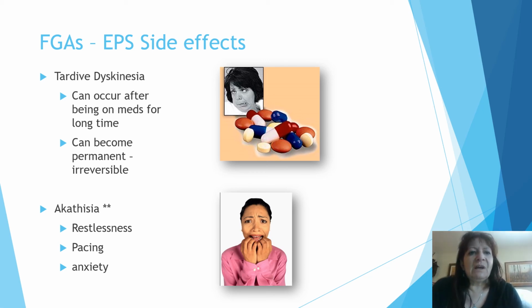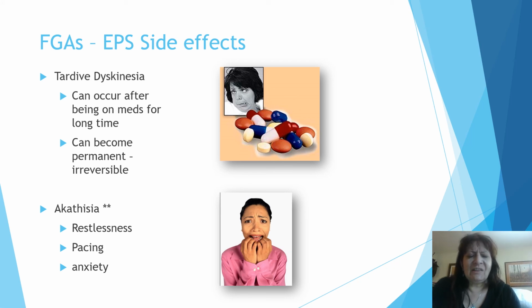So, not uncommon for first-generation antipsychotics to cause extrapyramidal side effects, including dystonia, pseudoparkinsonism, tardive dyskinesia. Tardive dyskinesia typically occurs with everyone who is on first-generation antipsychotics for a length of time, and it typically becomes permanent and irreversible. With the second-generation antipsychotics, there is a 7% chance of tardive dyskinesia, but akathisia is also pretty common.